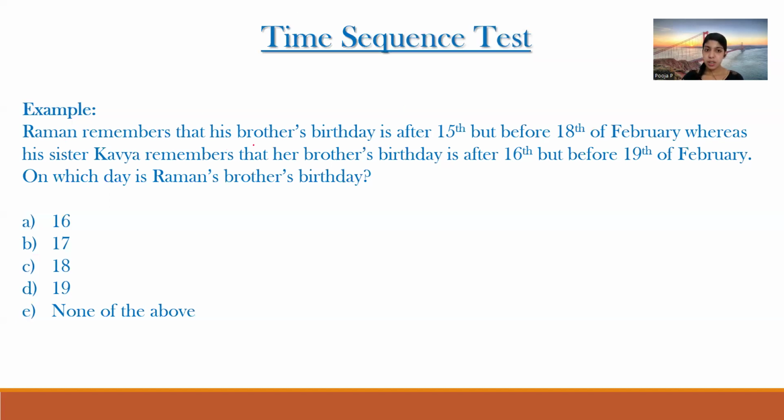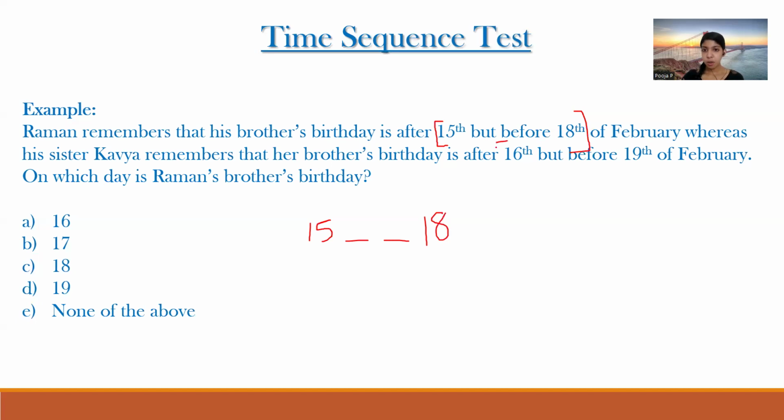Raman remembers that his brother's birthday is after 15th but before 18th of February, whereas his sister Kavya remembers that her brother's birthday is after 16th but before 19th of February. On which day is Raman's brother's birthday? So what have they given? First statement, Raman remembers it is between 15th and 18th. So you have 15, you have 2 more slots, 16 and 17, and it is between these two.